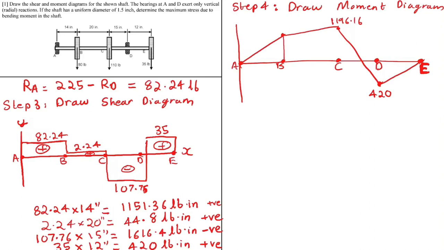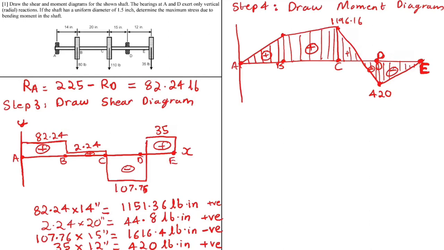Between these locations we can shade the behavior. So here it is positive, from B to C it's still positive, and from C to D we have some region which is positive and some region which is negative, and from D to E it's still negative. Just mark this as D again. Okay, so now we have the moment diagram and the shear diagram as requested.